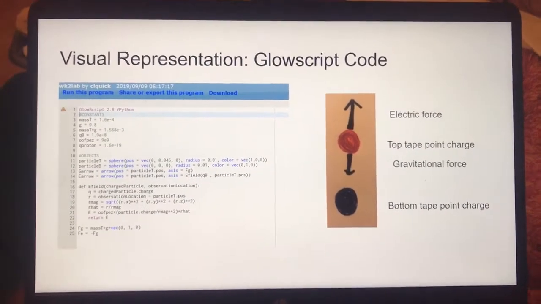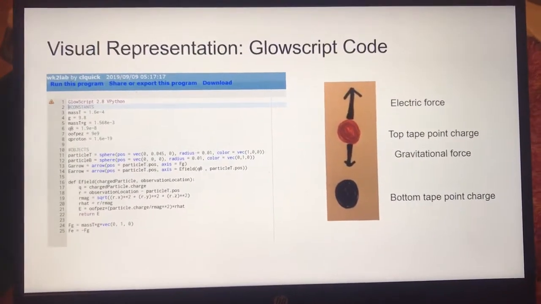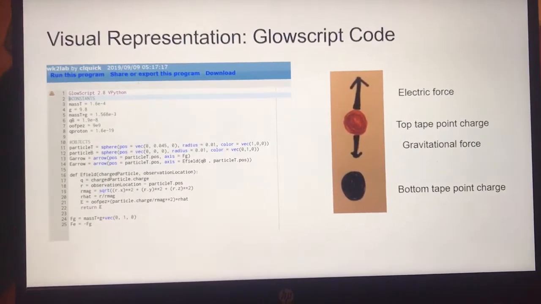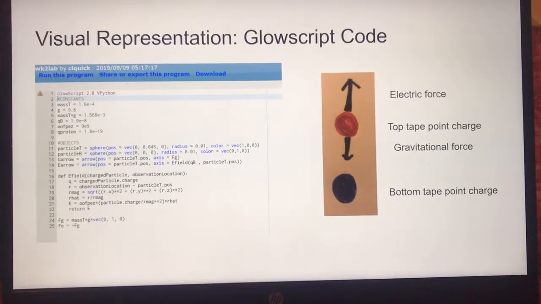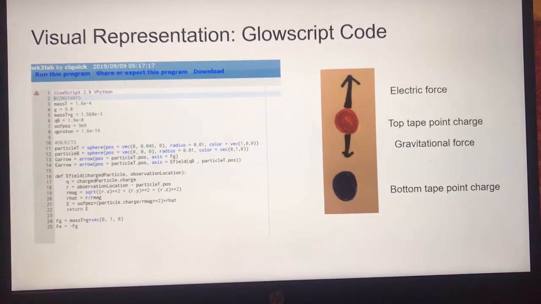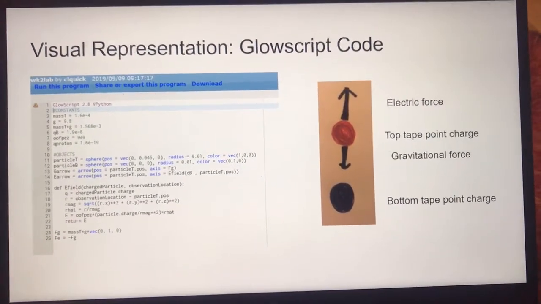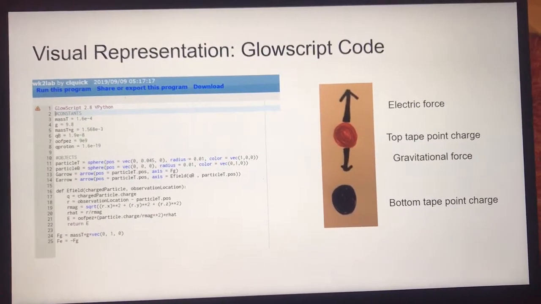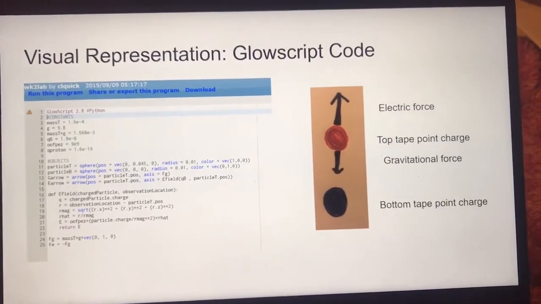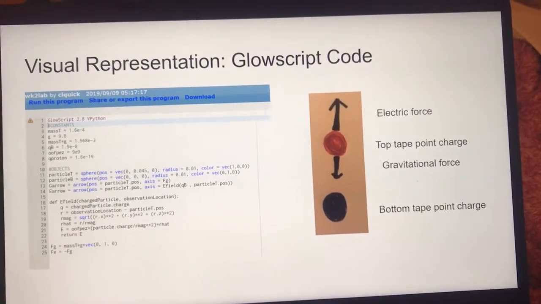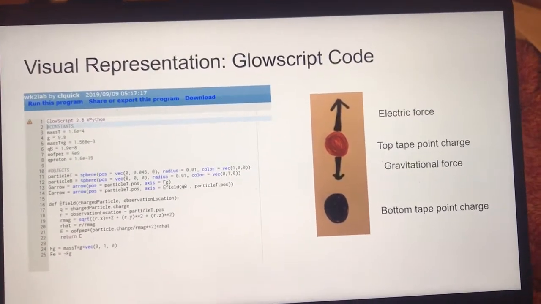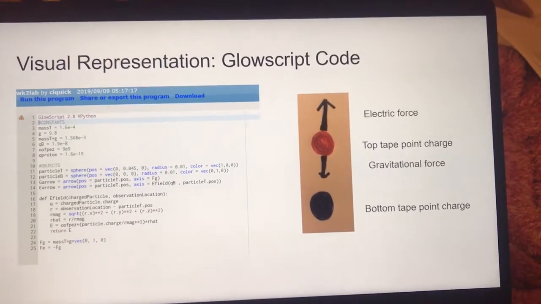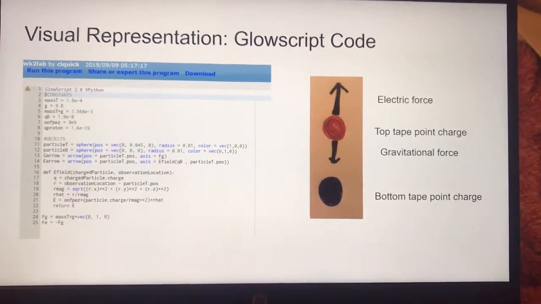I also had to create a visual representation using GlowScript code. Unfortunately, my code did not work, but the picture depicts how it's supposed to look, where you have two spheres. You have the top tape as a point charge for the top sphere, and the bottom tape as a point charge for the bottom sphere. You're supposed to have two arrows stemming from the top point charge, one representing the gravitational force pointing downwards, and one representing the electric force pointing upwards.